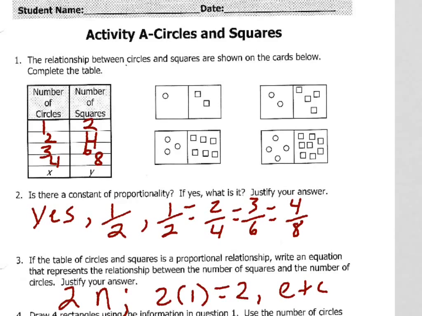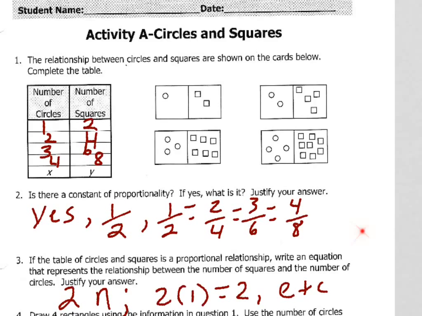And if I look at the second, I see 2 circles and 1, 2, 3, 4 squares. So now I have 2 to 4. Then I have 3 circles and 1, 2, 3, 4, 5, 6 squares. So I'm having 3 to 6. Then I see 4 circles and 8 squares. Okay, so I've charted all of these on my table.